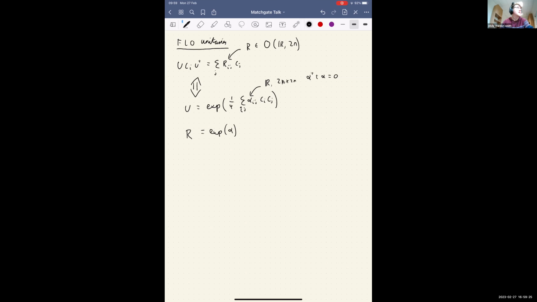Okay, this is very nice. So you have these FLO unitaries, and I'm going to also define a set of what are called fermionic Gaussian states, which you could also call FLO states, which is anything you can make by applying U to an initial vacuum state, where U is an FLO unitary.